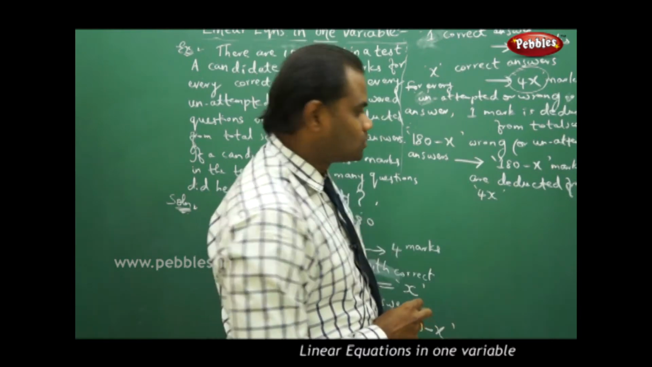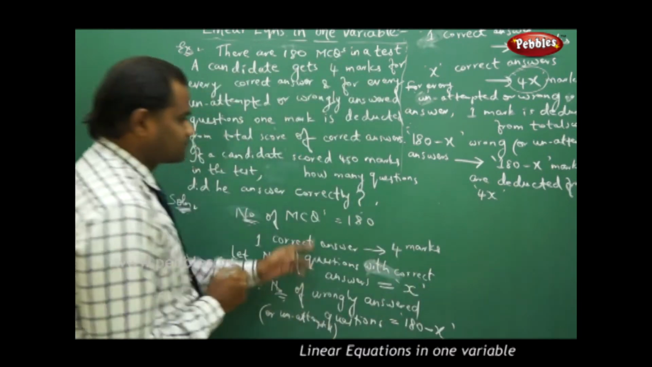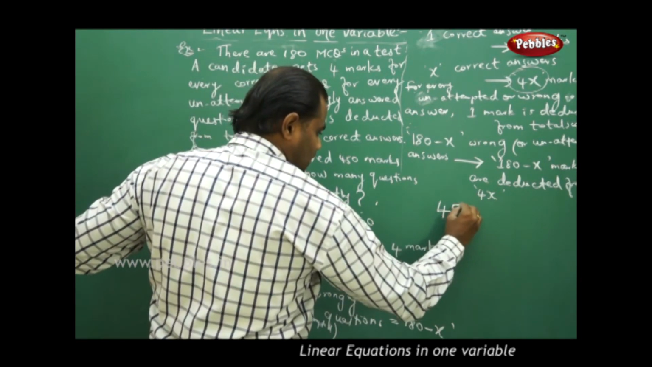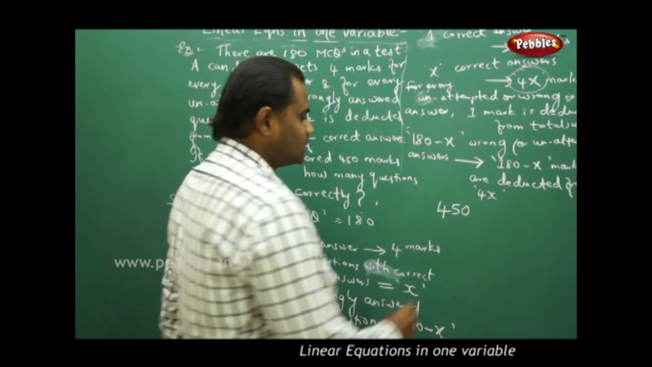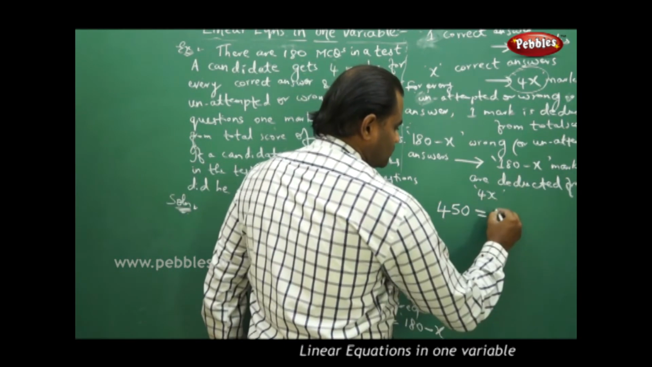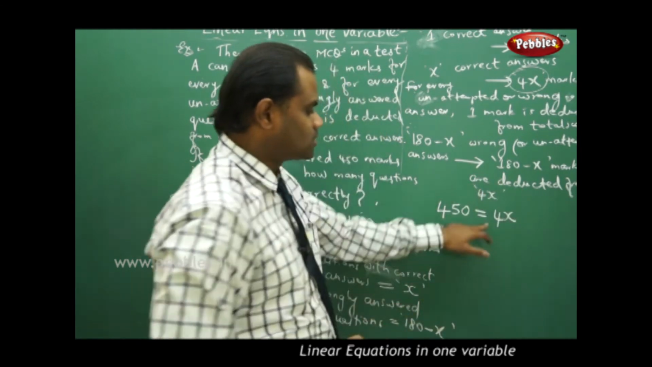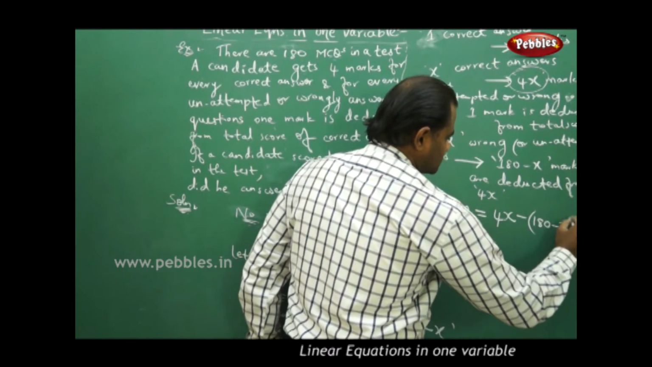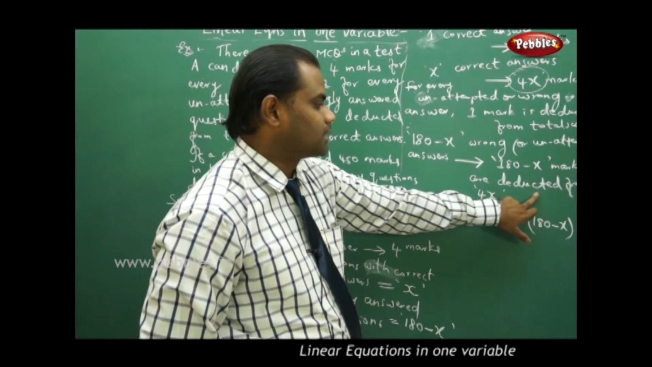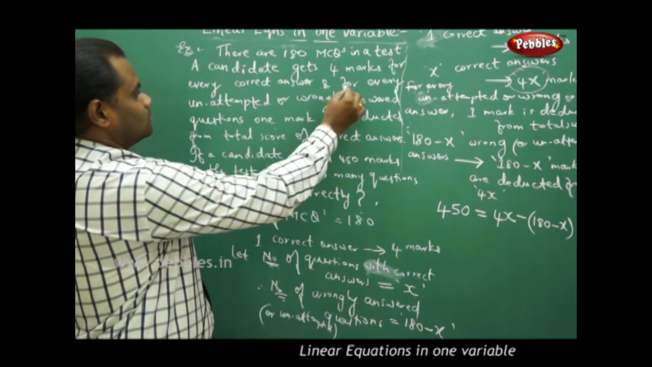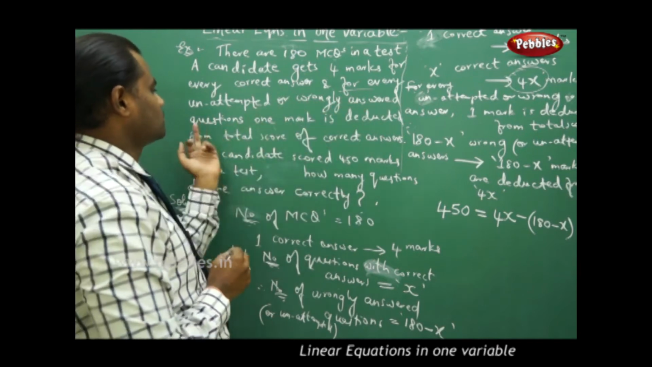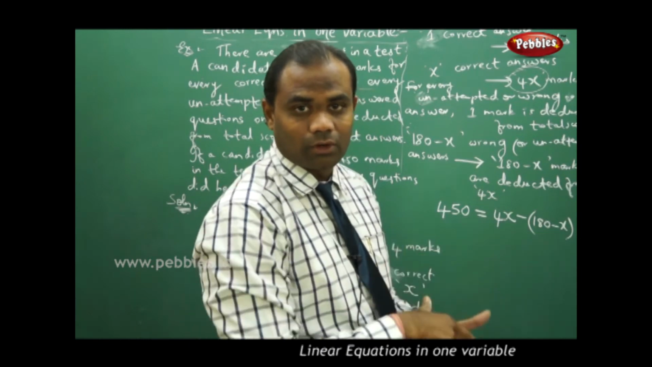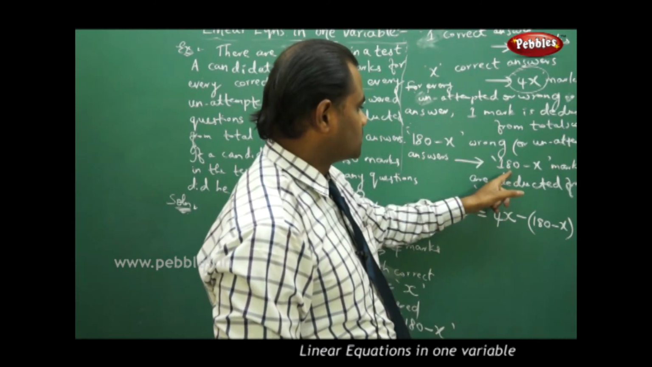from the main 4x marks. Now it is given that the candidate totally scored 450 marks. So if the total marks the student has got is 450, then this is nothing but the whole of the correct answers which he has got, 4x marks, minus 180 minus x marks, which I'm going to deduct using this condition. So 180 minus x marks are deducted overall from the total score from the correct answers.